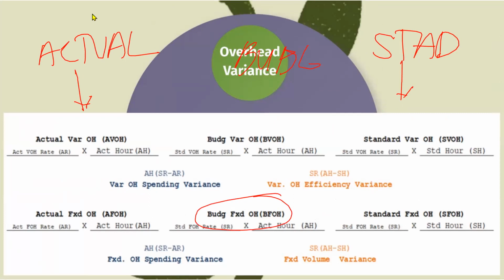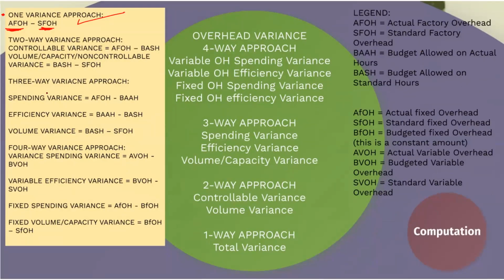Sometimes, on your problems, on your books, on your exams, even in SIPALE, that's usually given as a whole amount. You don't have to compute that, unless it is not given, then you have to compute it manually. Now, the first way is simply your total actual versus your total standard. That is your one-way analysis.